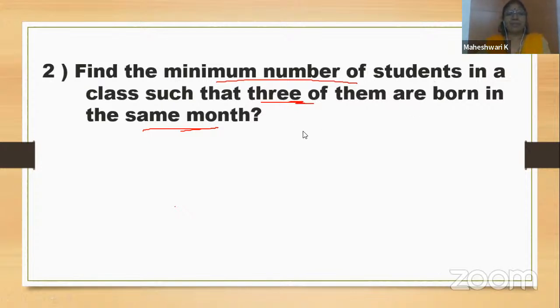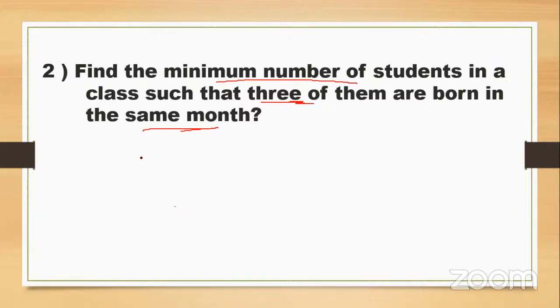3 of them are born in the same month. Can anyone figure out the answer? You may not be directly applying the principle, but you might figure it out in some other way. Probably we can discuss that also.